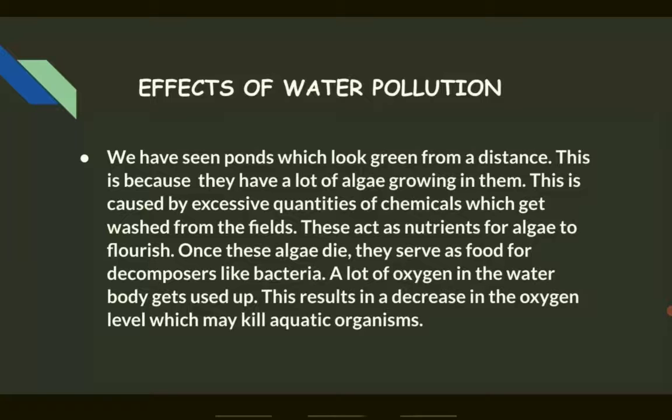Effects of water pollution. We have seen water ponds which look green from a distance. This is because they have a lot of algae growing in them. This is caused by the excessive quantities of chemicals which get washed from the fields. These act as nutrients for algae to flourish.